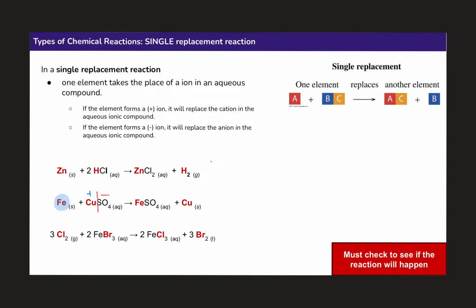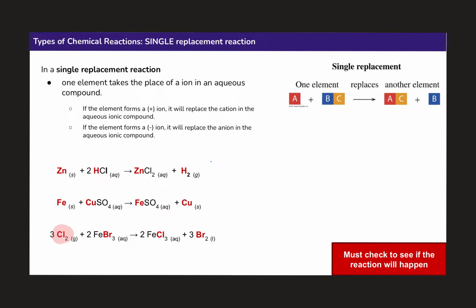In our second example, iron, being a metal, forms a positive ion, so it too replaces the positive half of the aqueous compound, which in this case is copper. When the iron kicks out the copper, iron then forms the aqueous compound with the sulfate ion, and then copper is the lone element. In the last example, the lone element is chlorine, which is a nonmetal and not a metal like zinc and iron.